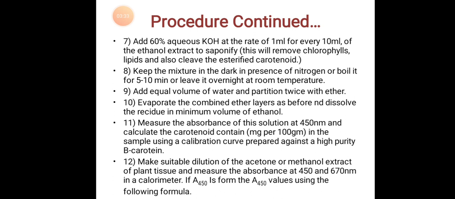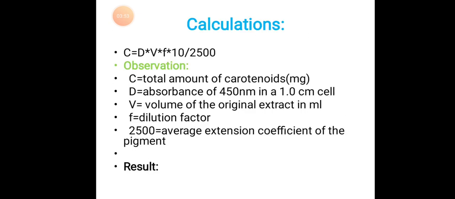Make suitable dilution of the acetone or methanol extract of plant tissue and measure the absorbance at 450 and 670 nanometers in a colorimeter. Calculate the A450 values using the following formula. Calculation: C is equal to D into V into F into 10 by 2500. Observation: C, total amount of carotenoids in milligrams. D, absorbance at 450 nanometers in a 1 centimeter cell. V, volume of the original extract in ml. F, dilution factor. 2500, average extinction coefficient of the pigment.